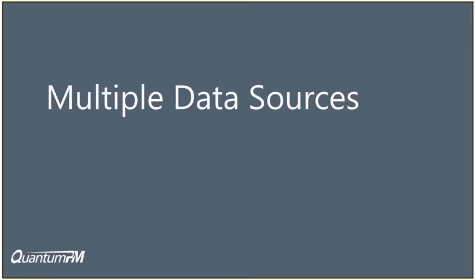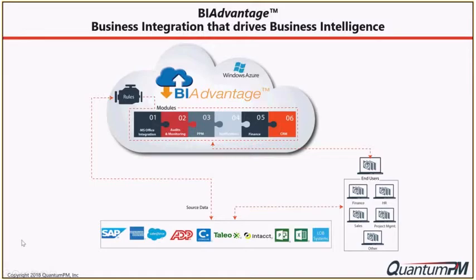And if that's the source of truth, you don't want to have to pull that data into a spreadsheet and other data into a spreadsheet and manipulate it there. The data becomes stale. It's hard to work with. So other options for dealing with multiple data sources is where we're going for now. So I'm going to introduce you quickly to BIAdvantage, which is a system that Quantum PM has to allow you to do that kind of integration across a variety of different systems.